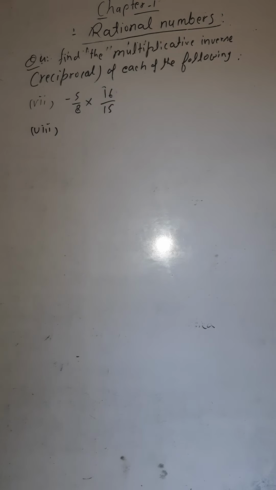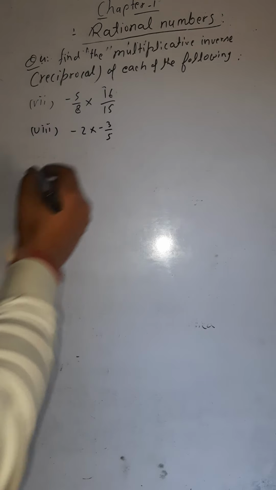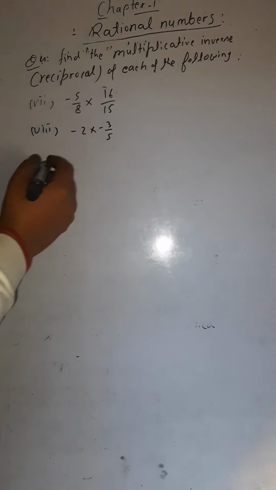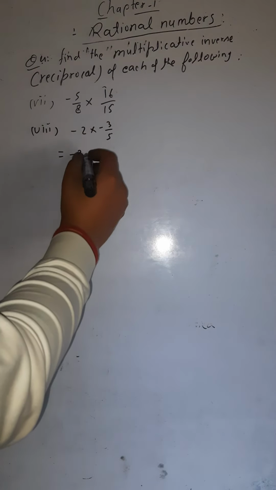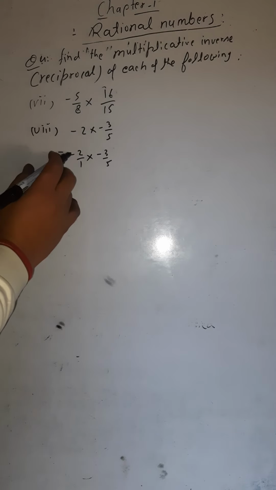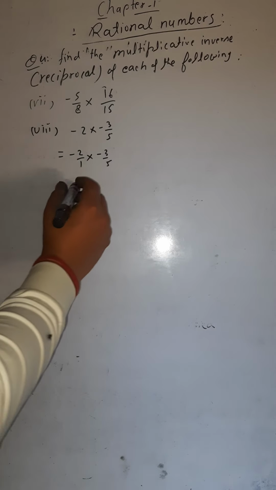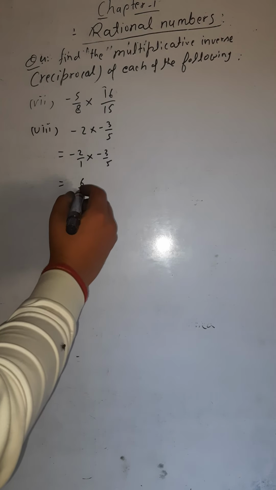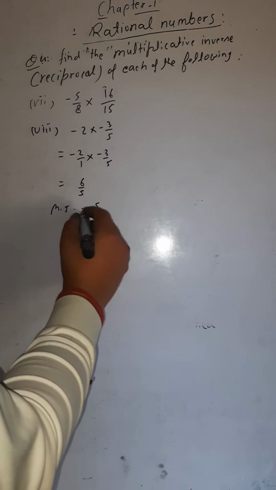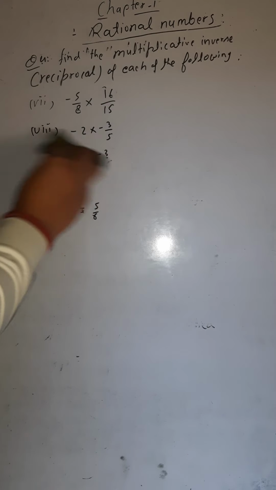Then you have the 8th question: minus 2 multiplied by minus 3 by 5. How do you solve this? This minus 2 you can write as minus 2 by 1. So let me solve this. Minus 2 by 1 multiplied by minus 3 by 5. Now look here, both are negative, so it becomes positive. So 3 twos are 6, and downside 5 ones are 5. So the multiplicative inverse would be 5 by 6. This would be the answer.